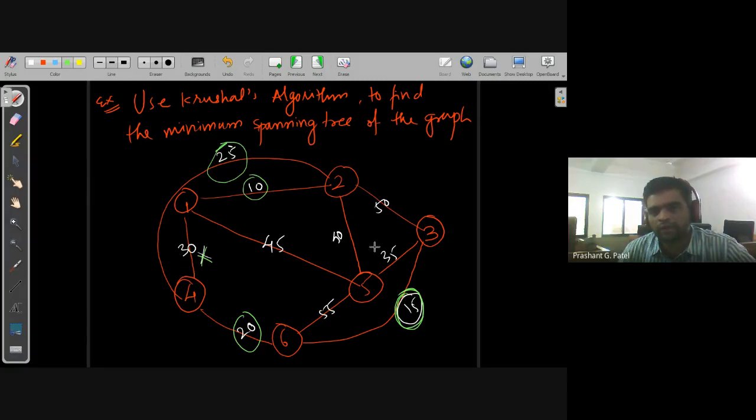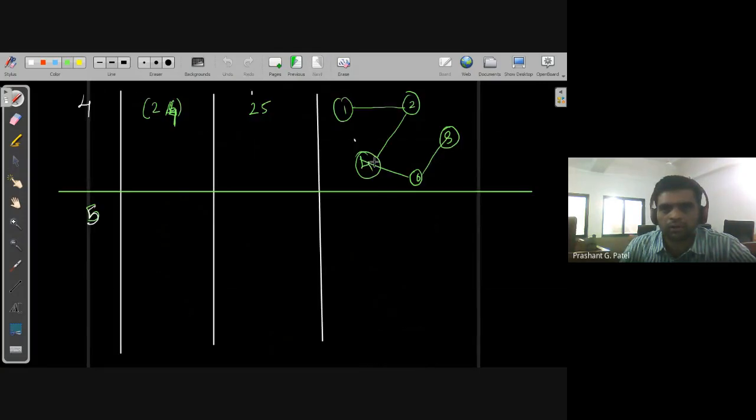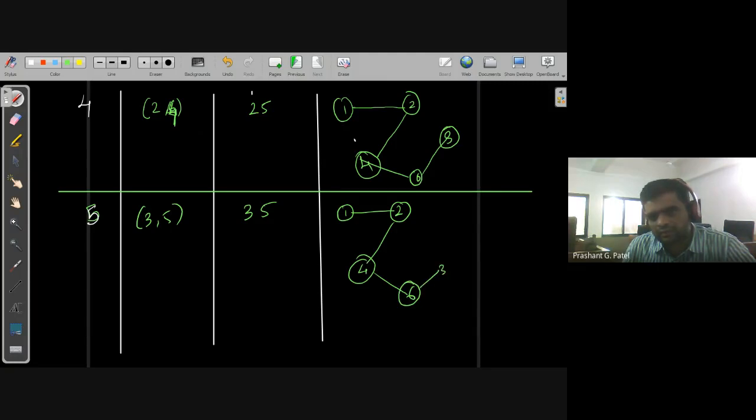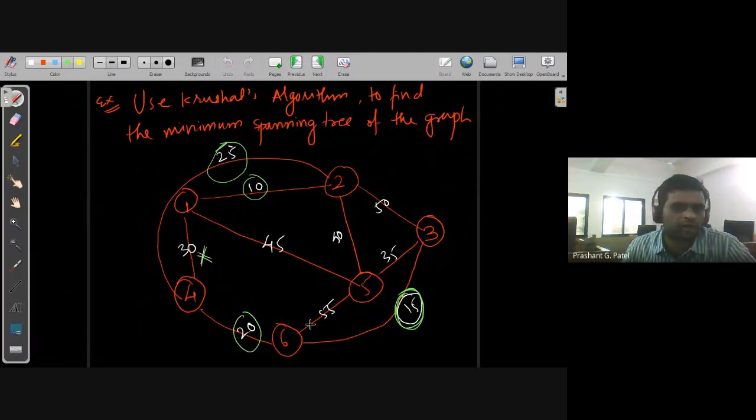The next minimum one is a 35. If I join 3, 5, then nothing problem, because you can just see that 3 is already there. If I connect with 5, no problem with that. So the next edge is 3, 5 you need to select. 35. And the corresponding edges are this 1 to 2, this is 4, this is 6, this is 3, and 3 to 5. So this has covered all the vertices of the graph G.